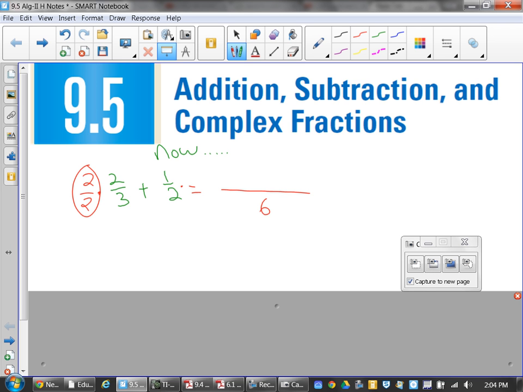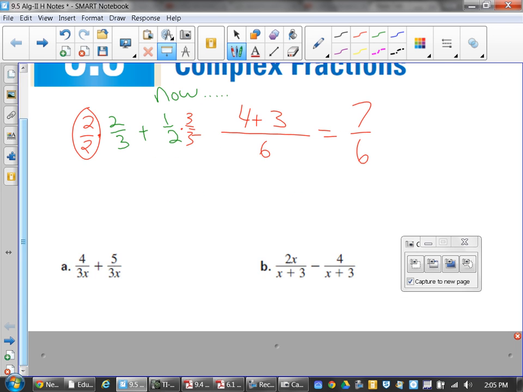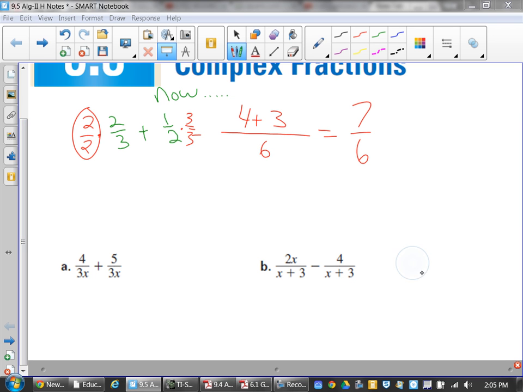Same thing here with the half. You multiply it by 3 over 3. So you wind up with 4 plus 3. So 2/3 plus 1/2 is 7/6. Okay? What you're doing is you're working with factors of 1. That's all it is. You're changing the shape to make it easier. All right? Same thing happens when you have these funky terms like we've been working with to get common denominators. As long as you have a common denominator, you can add or subtract.